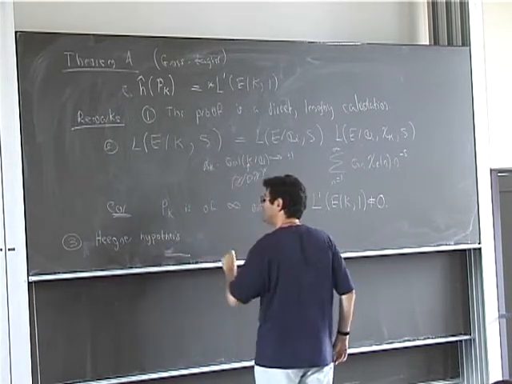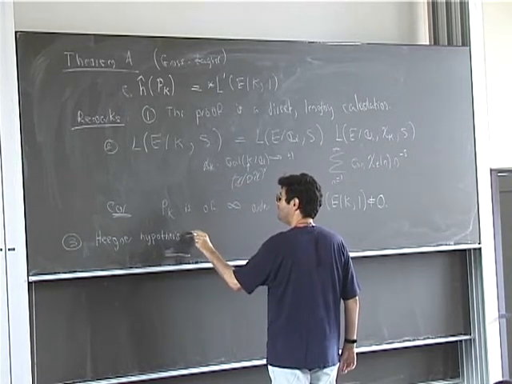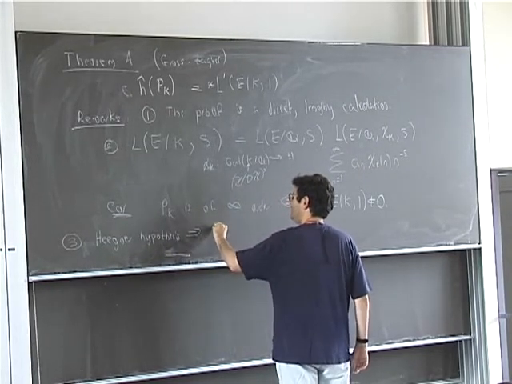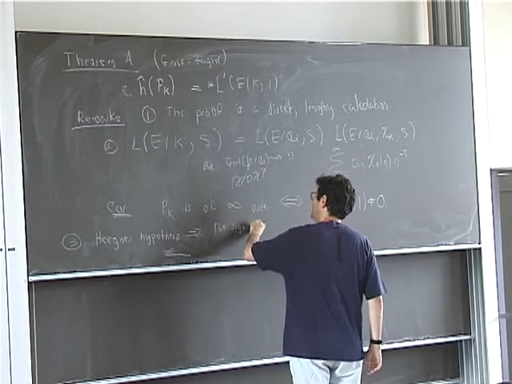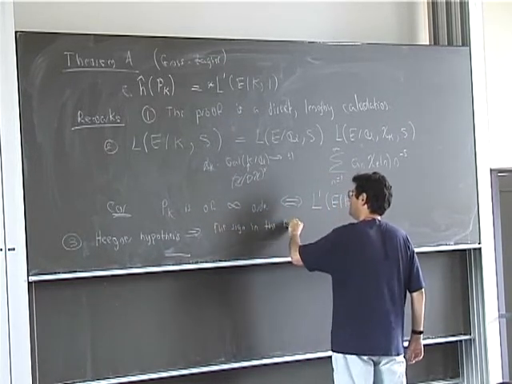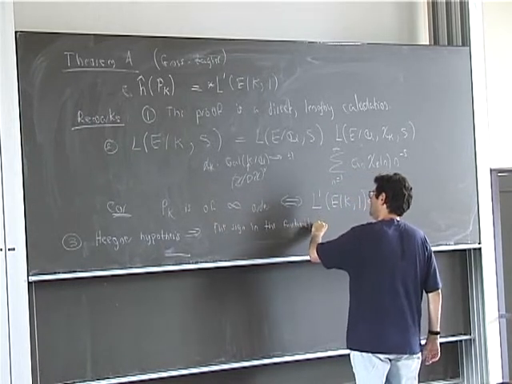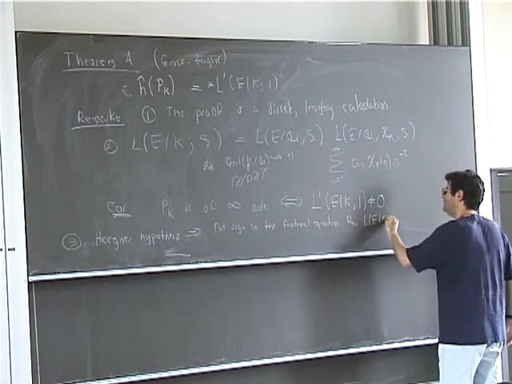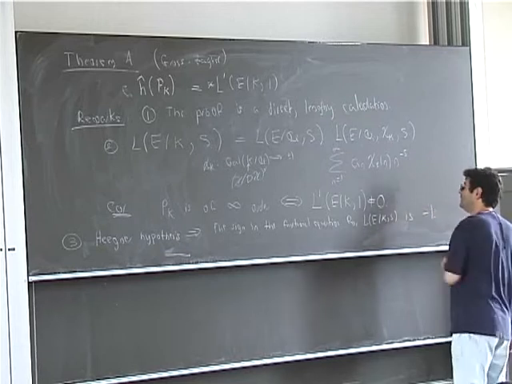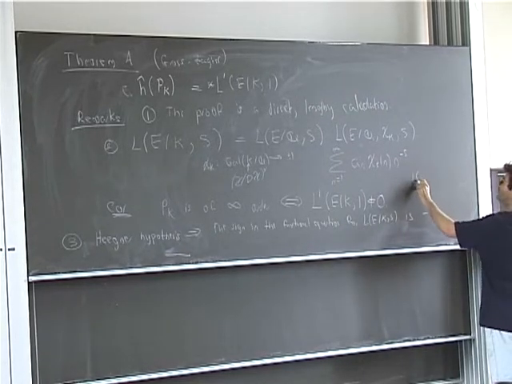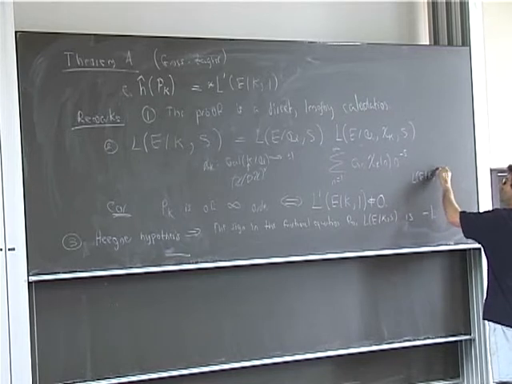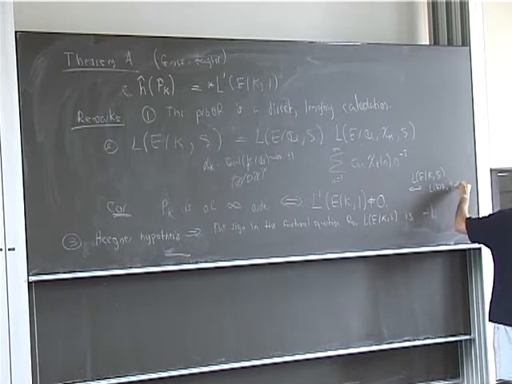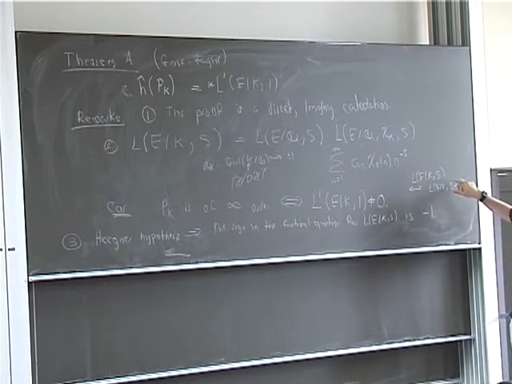So we saw that these L series have functional equations, and that implies that the sign in the functional equation for the L series of E over K at s is -1. Recall that the functional equation relates the value at s to the value at 2 minus s. So the point s equals 1 is the central point, the symmetry point for the functional equation.